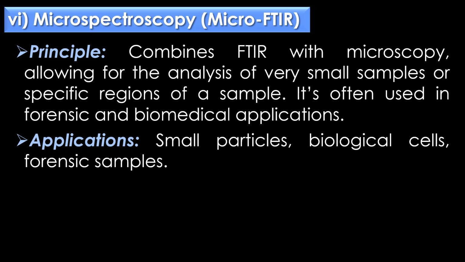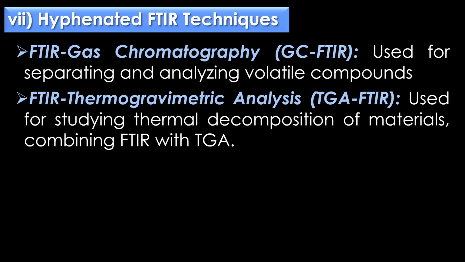The seventh type is hyphenated FTIR techniques. It includes two techniques. The first technique is FTIR gas chromatography or GC-FTIR. This GC-FTIR technique is used for separating and analyzing volatile compounds. The second technique is FTIR thermogravimetric analysis or TGA-FTIR. This TGA-FTIR technique is used for studying thermal decomposition of materials and combining FTIR with TGA.